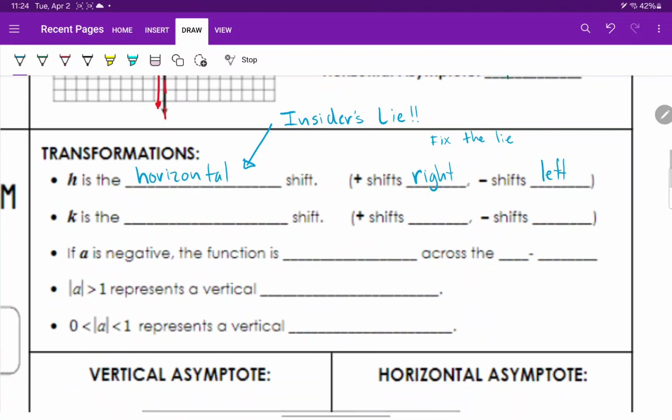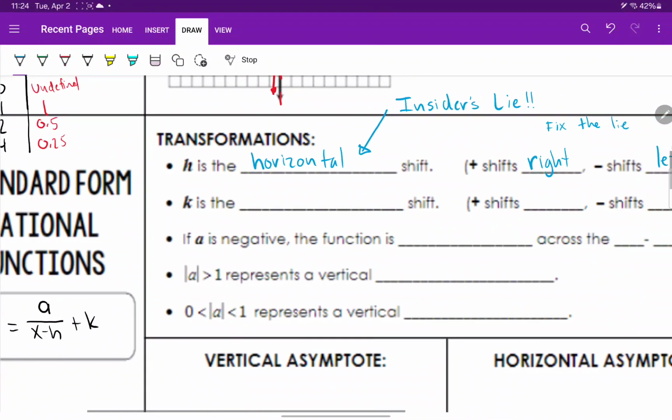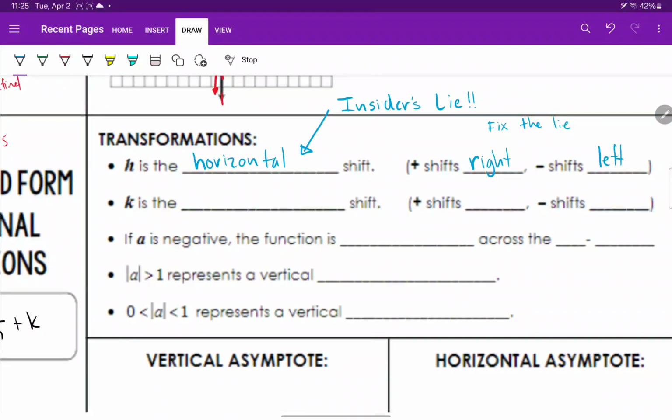All right, the k value, notice it's over here. That plus the k makes it positive k. It's your vertical transformation. So k is your vertical shift. If k is positive, it goes up. And if k is negative, it goes down. If a is negative, the function is reflected across the x-axis.